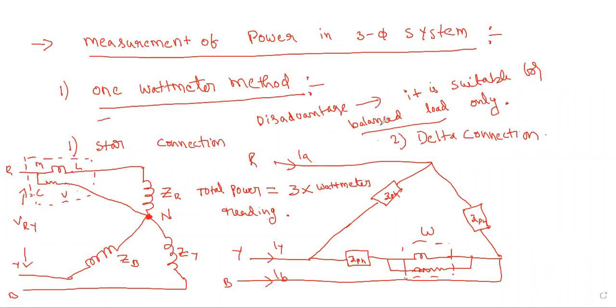Next, how to overcome these disadvantages? To overcome these disadvantages, we will introduce the three-wattmeter method. So I will draw the diagram.